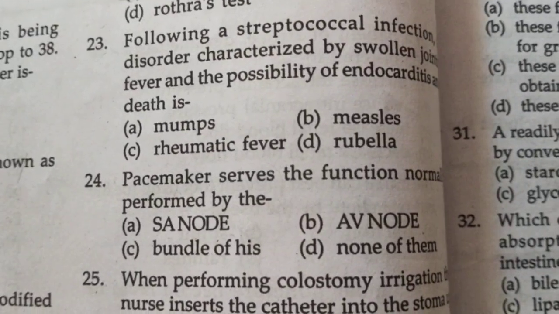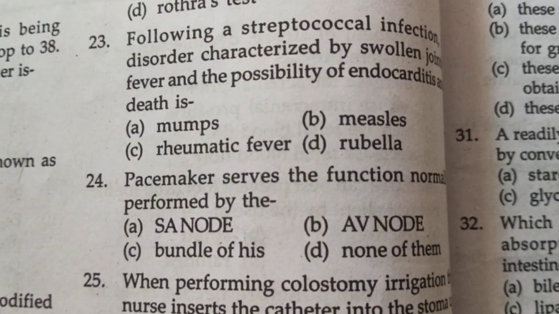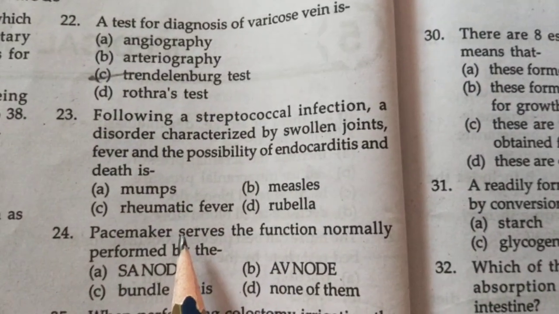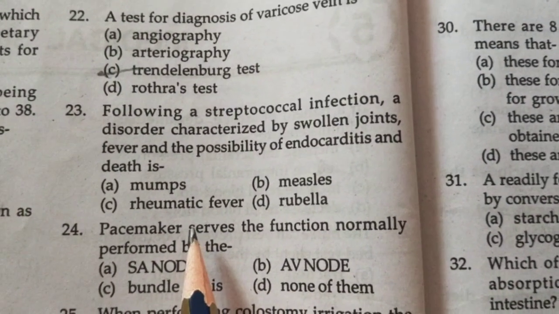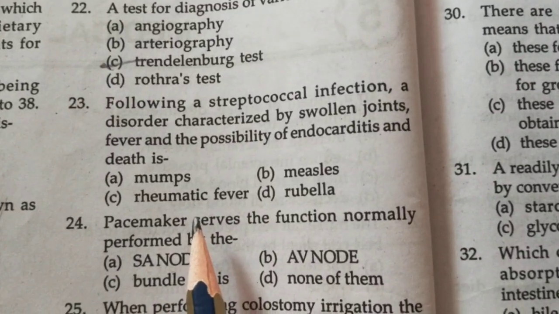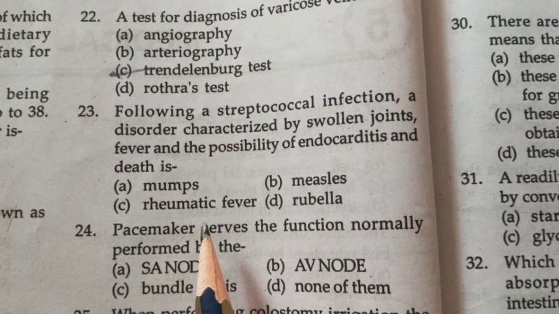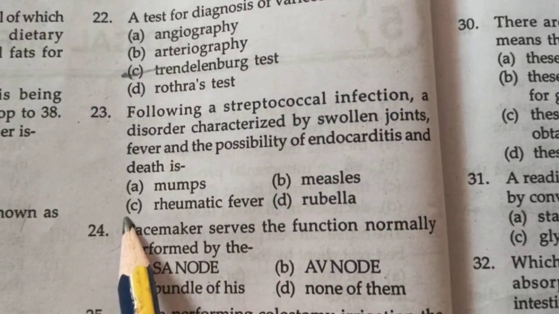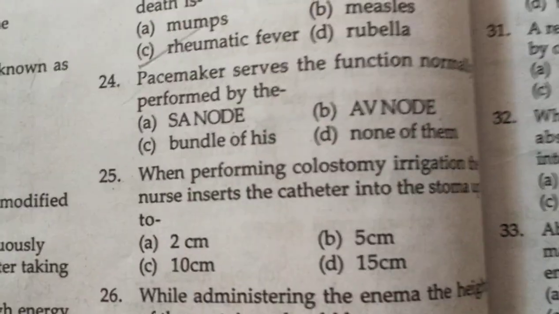Next, 23. Following a streptococcal infection, the disorder characterized by swollen joints, fever and the possibility of endocarditis and death is option A, mumps. Option B, measles. Option C, rheumatic fever. Option D, rubella. Option C is the right answer, rheumatic fever.